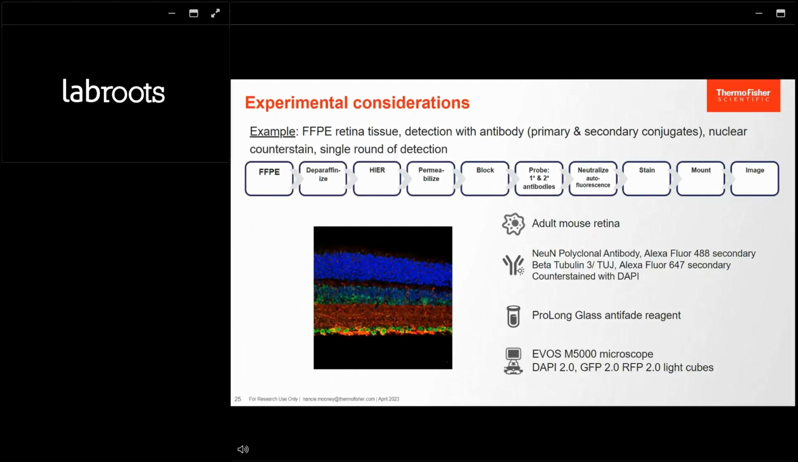So we had our FFPE tissue. We deparaffinized, antigen retrieved, and permeabilized so that the reagents could penetrate better. We blocked so that our primary and secondary antibodies wouldn't have off-target effects. And then we neutralized some autofluorescence. We then added a common nuclear counterstain, in this case DAPI, and then mounted using ProLong Glass, which has an anti-fade reagent. And then we imaged. And you can see here we have this beautiful multiplex image showing beta tubulin and various neuronal cells that were stained with NeuN, a neuronal biomarker.